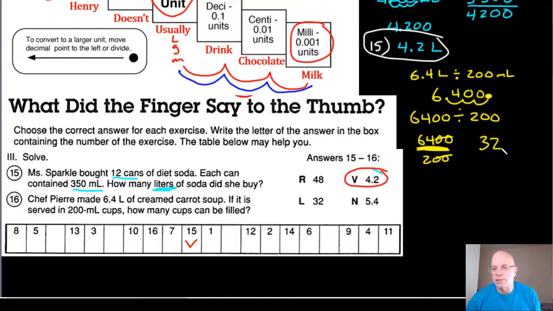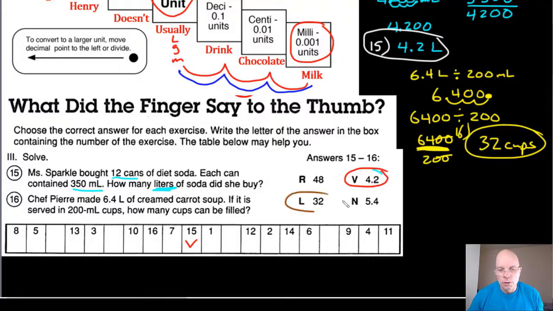which is just 32. And so if every 200 milliliters makes 1 cup, and we find out there are 32 200s in 6,400, we find we can make 32 cups of soup for number 16. And so that is answer choice L. So underneath the 16, I'll put an L. I hope that helped you with the homework. I'll see you tomorrow.